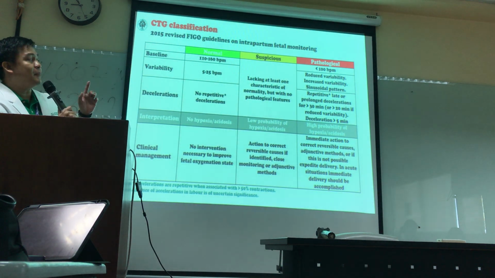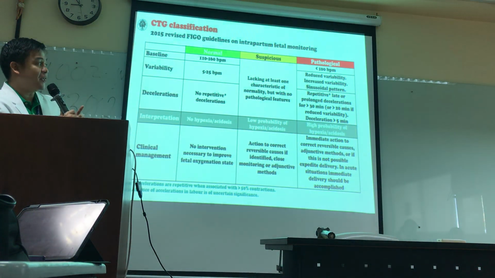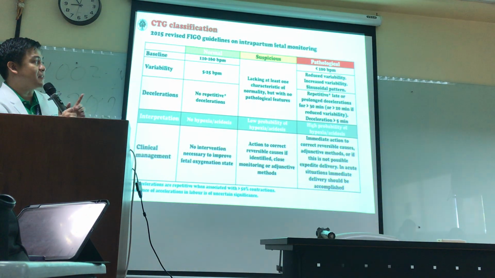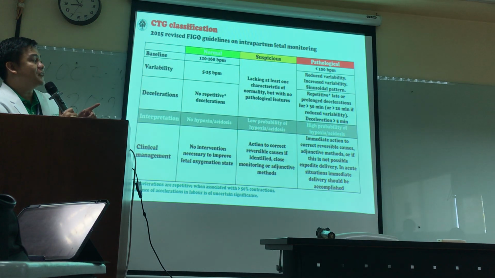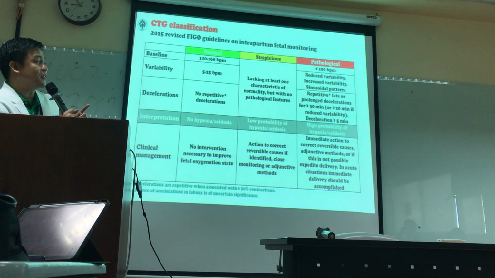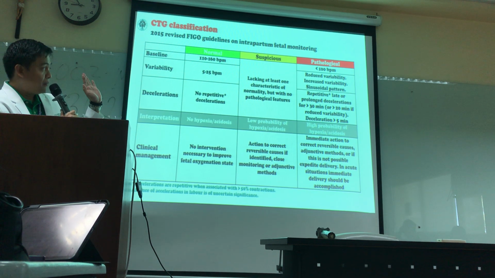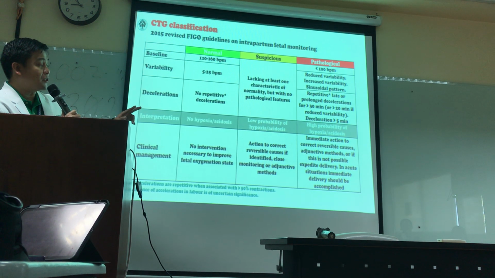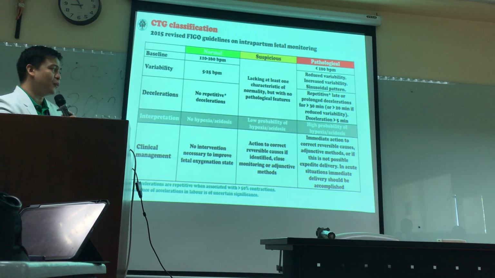Pathologic if there is bradycardia of less than 100 beats per minute, if there is reduced variability, increased variability and sinusoidal pattern, if there's repetitive late or prolonged deceleration for greater than 30 minutes or greater than 20 minutes if there is reduced variability, and if there is deceleration for more than 5 minutes, no? So, the action is immediate action to correct reversible causes, adjunctive methods, or if possible, expedite delivery.